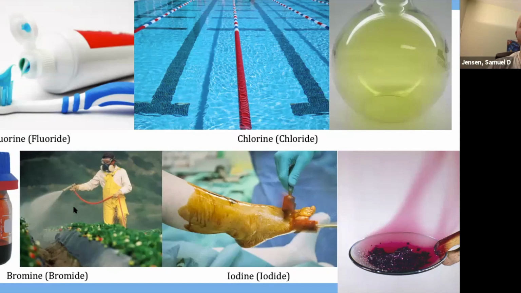Bromine is used as an herbicide or insecticide. Iodine is a solution that they would swab on you before surgery. Normally it would be kind of this purplish solid that sublimes. So if we remember that word sublimation, that goes straight from a solid to a gas.